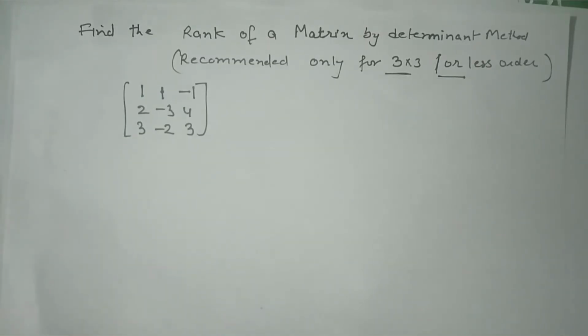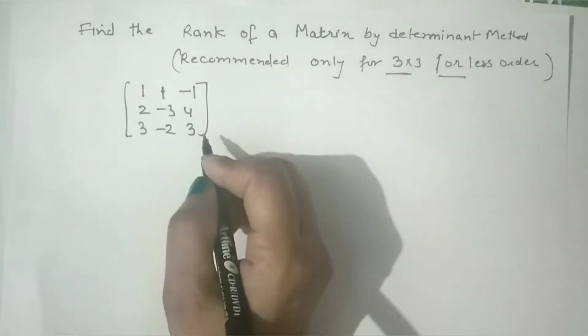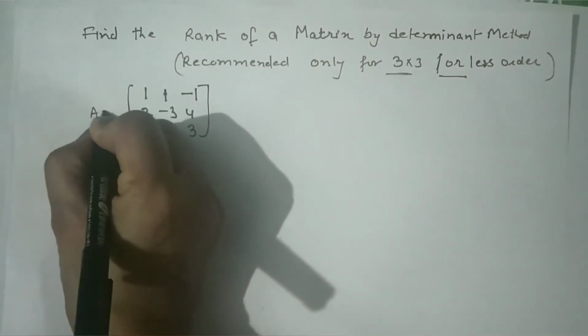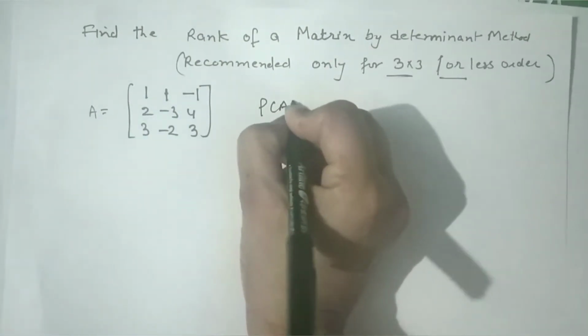Hello, good morning students. So we are going to use the determinant method to find the rank of a matrix. This method is a lengthy method, therefore we use it only for 3 by 3 order matrices or of less order. So here we are going to take this case. Let this be a matrix A for which we need the rank.